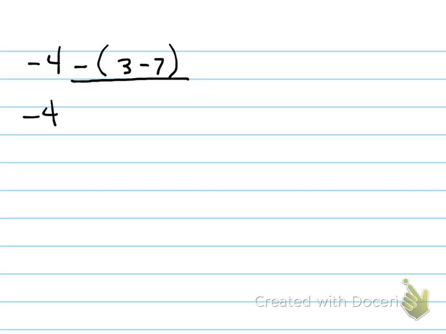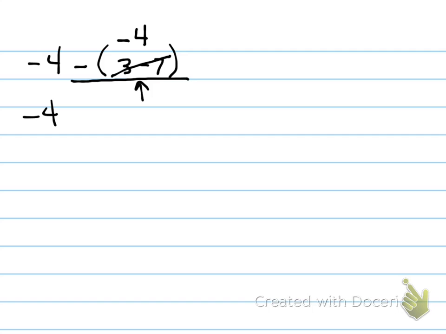Where am I going to look first with the parentheses? Inside. And inside I have 3 minus 7. So that's combining those two, right? Are the signs the same or different? So I'll keep the sign of the larger and do what to the numbers? So 3 minus 7 combined to make negative 4.